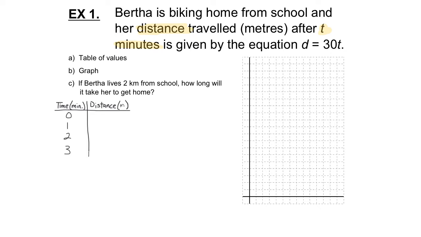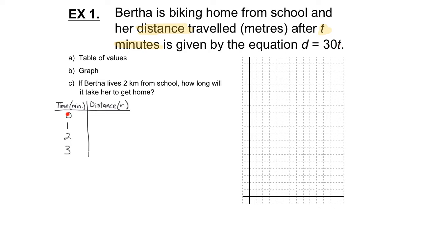If you're not given values to put into your table of values, you can just make them up. So I started at 0 and then I went up 1, 2, and 3. That was easy to do. But now the question is, okay, what is the distance? I'm not told any information. The only thing I have is this equation. Well, I can calculate distance if I know the time. It's just 30 multiplied by however many minutes have passed.